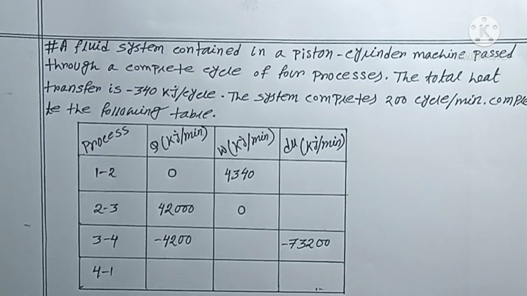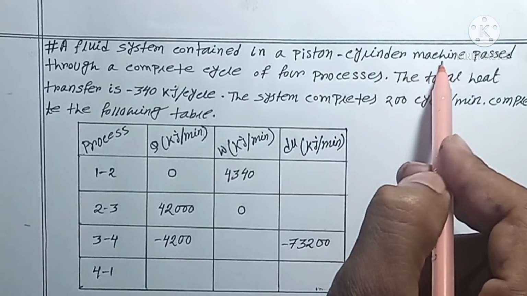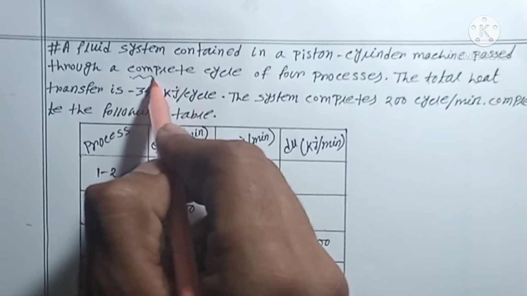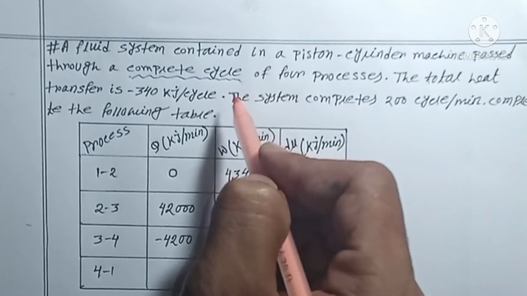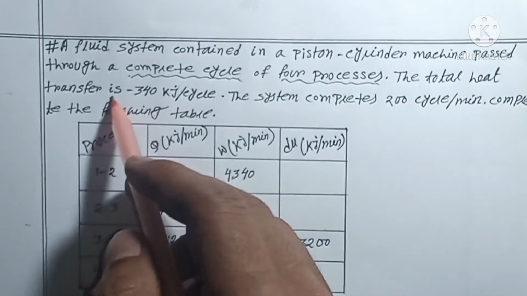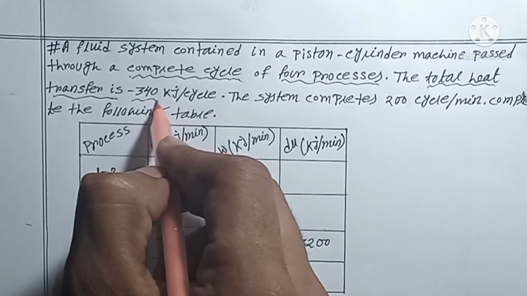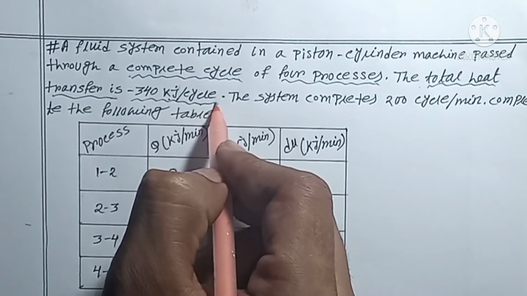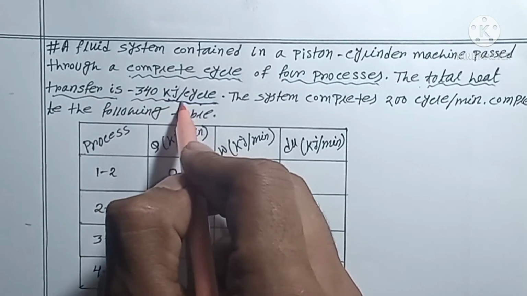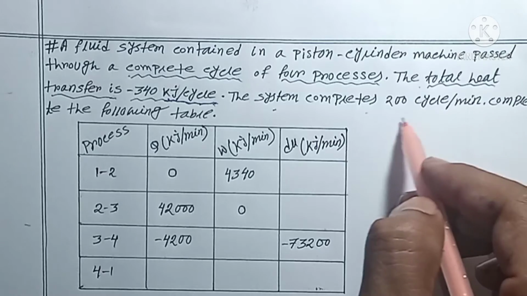First, carefully read the question. A fluid system contained in a piston cylinder machine passed through a complete cycle. So this is the first information we get: a complete cycle of 4 processes. How many processes? 4 processes. The total heat transfer, this one is also important, is given as minus 340 kilojoule per cycle. Please observe the unit also. Minus 340 kilojoule per cycle. The system completes 200 cycles per minute.